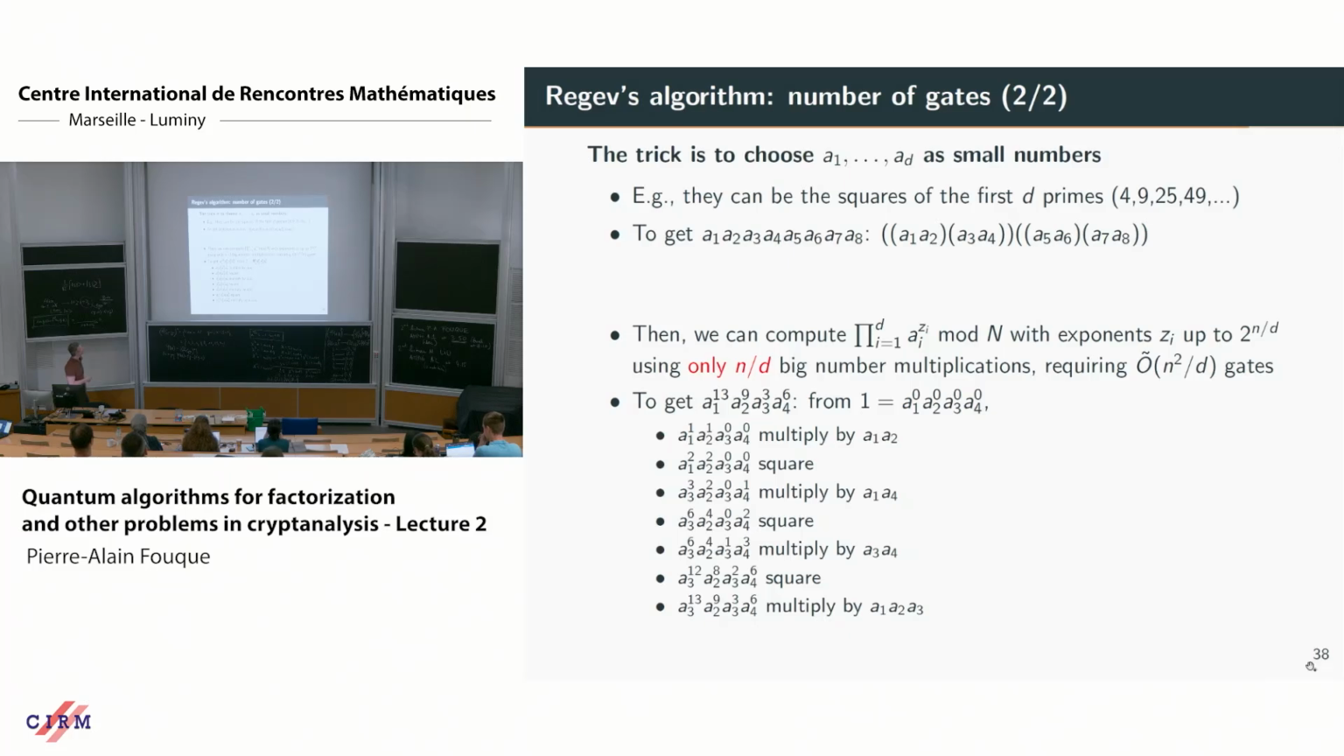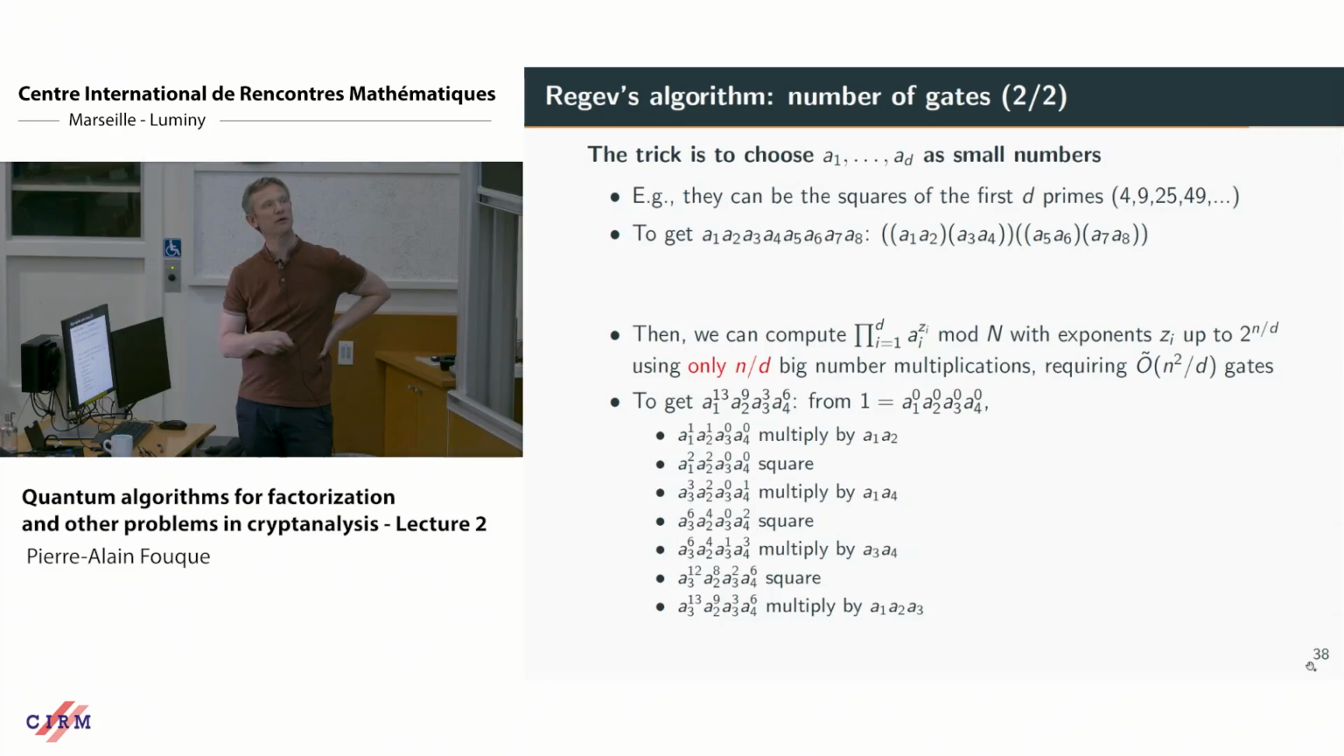Now you look at the most significant bit of all of the exponents. This is a 4-bit exponent, so this is a 1 here and a 1 here. So I multiply by A1, A2 here, and I will get this value. Now I compute a square from this value. So I have 2 here, 0, 0.